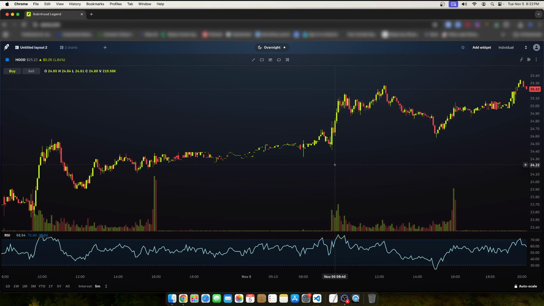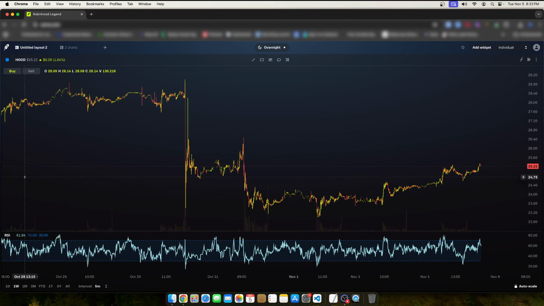Now, if you look here on the bottom left-hand corner, we have a one-day chart, a one-week chart, 1 month, 3 months, year to date, 1 year, 5 years, and all. So let's go ahead and click on one of these. For example, let's click on 1 week, and you can see now this is the 1 week chart. And notice how the 1 week chart starts here and ends here.